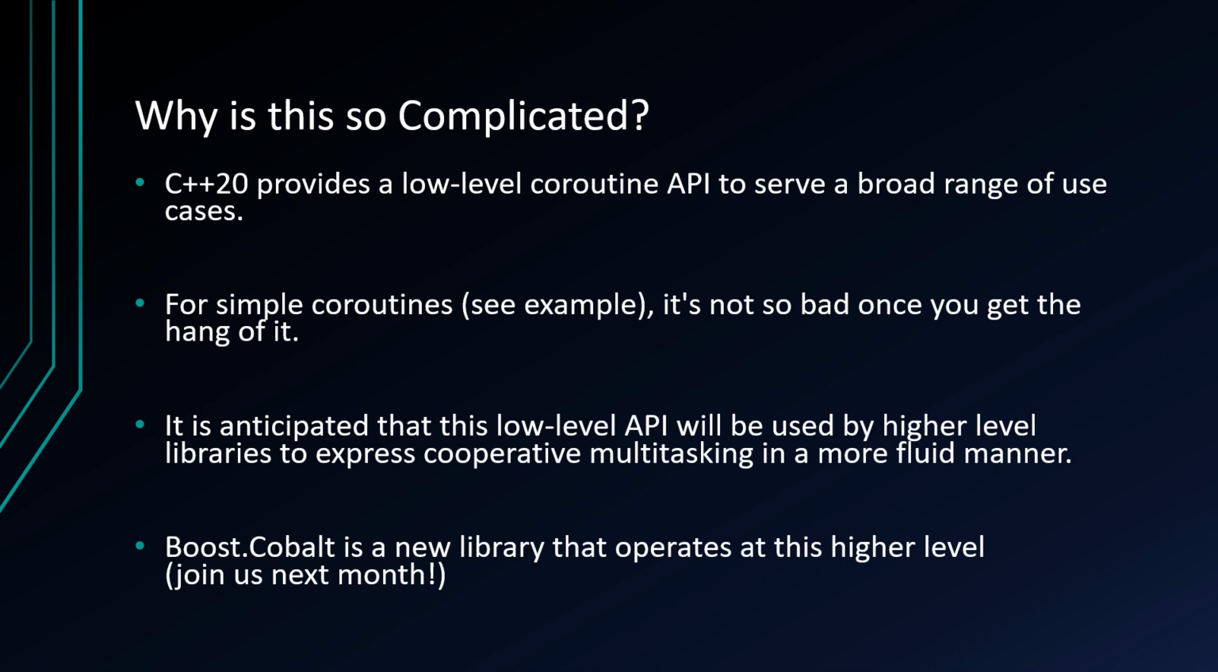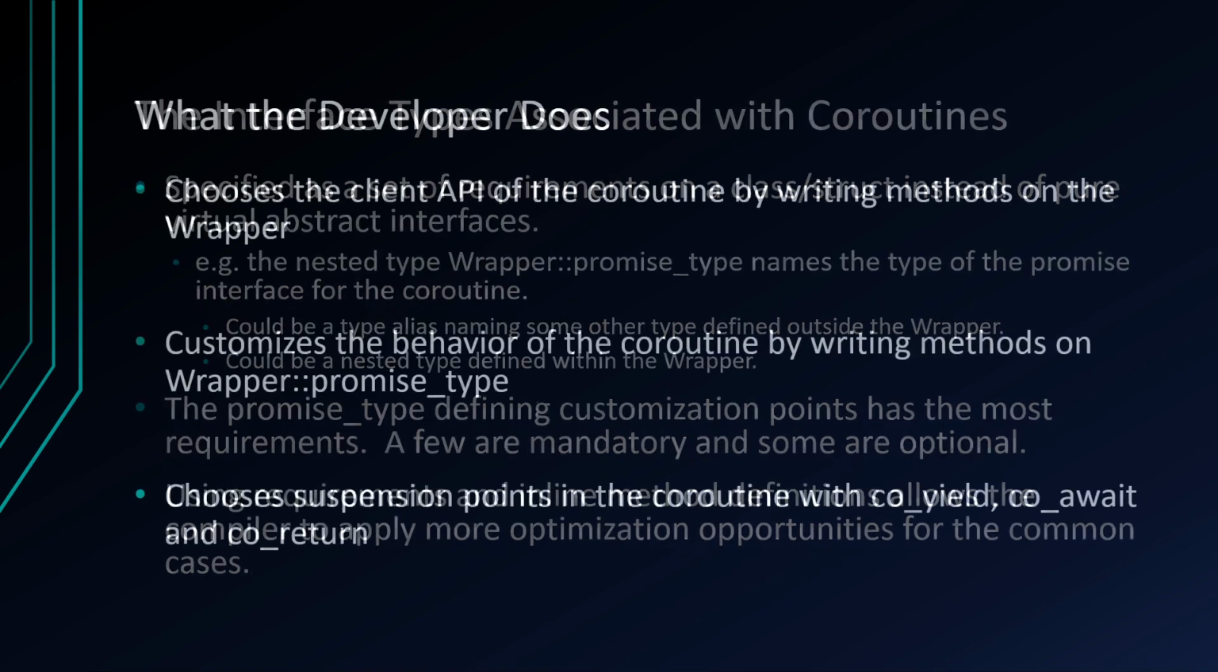All right, so why is this so complicated? Well, it's because this is intended to be a low-level coroutine API to serve a broad range of use cases. And there's a little bit of glue support in the standard library, this coroutine handle, and the always suspend and always, or, what did I call it? What is it called?